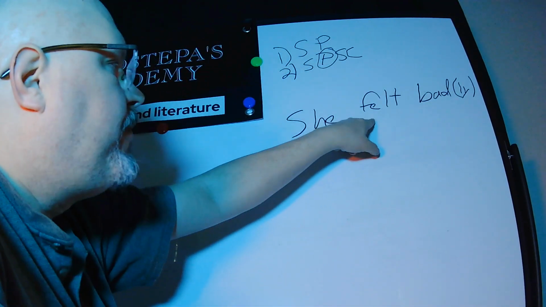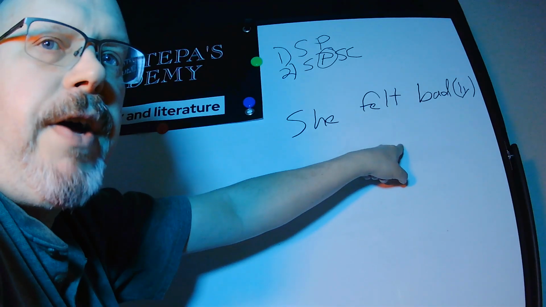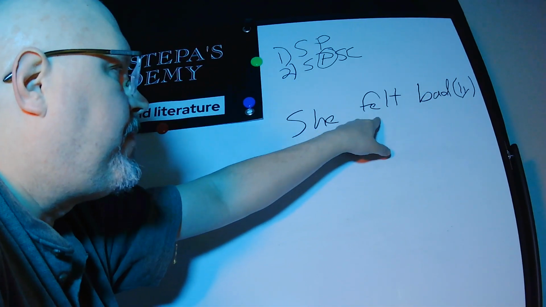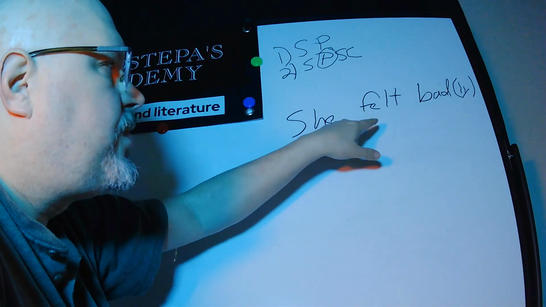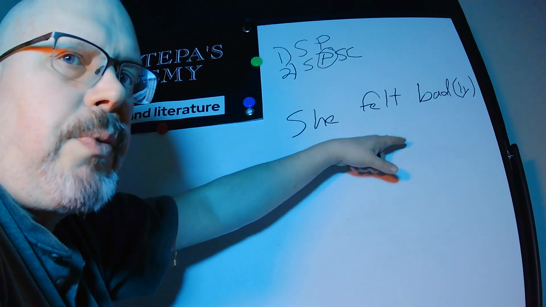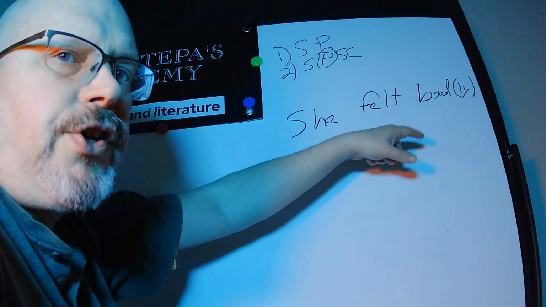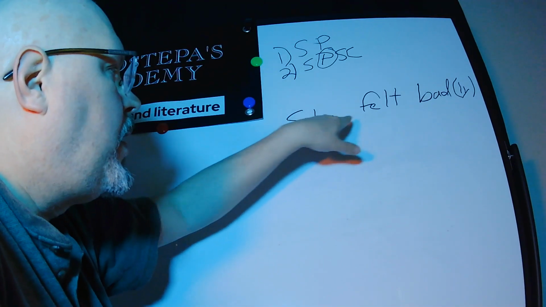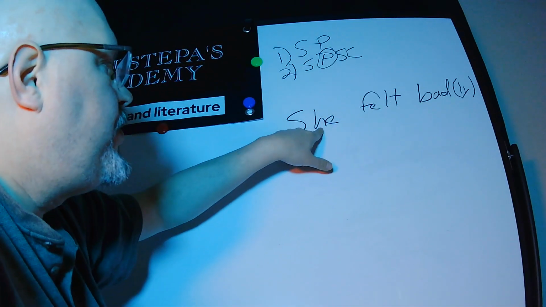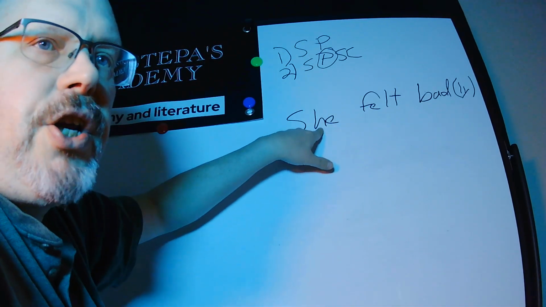Badly is an adverb, which means it would be modifying felt and come down under this. Now, if it's modifying felt, the meaning of this sentence is there's something wrong with her ability to feel. She can't feel things the way she's supposed to. She does it badly. But that's not what the sentence should mean. You want this to be modifying she.